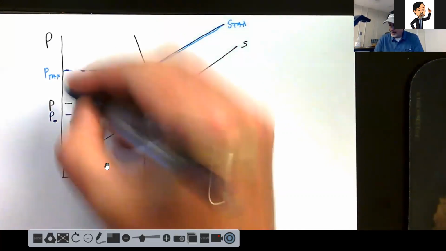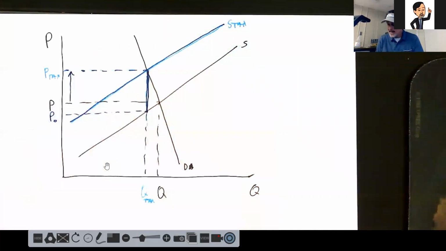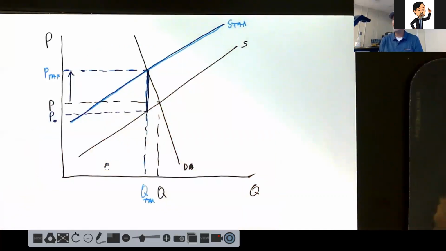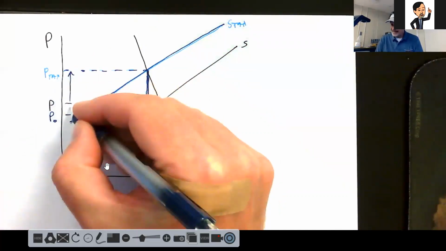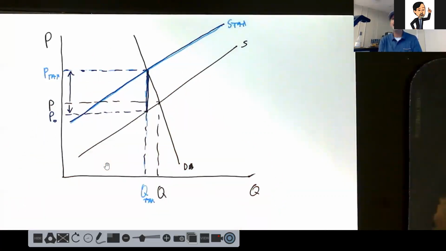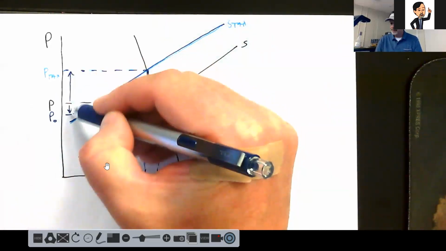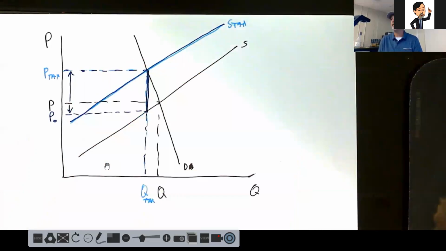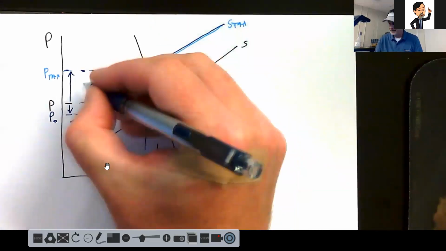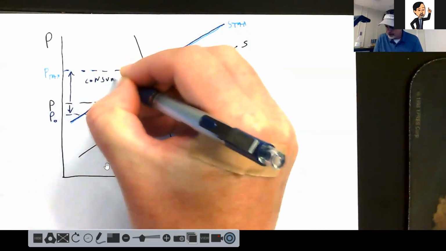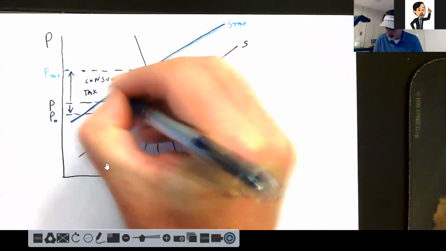Price used to be here. Price is now here. Is that the full value of the tax? It is not, because the full value of the tax is the difference between P tax and P0. So here is the increase in price. Here is the part that didn't get accounted for. So who's paying the increase in price? Consumers. So here is our consumer tax burden.